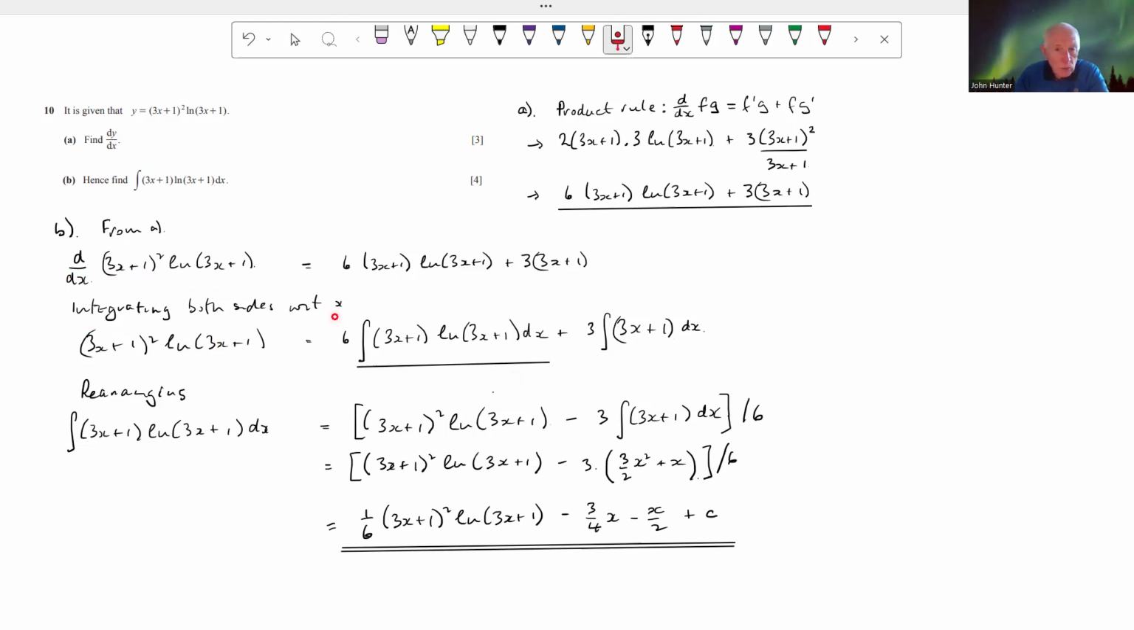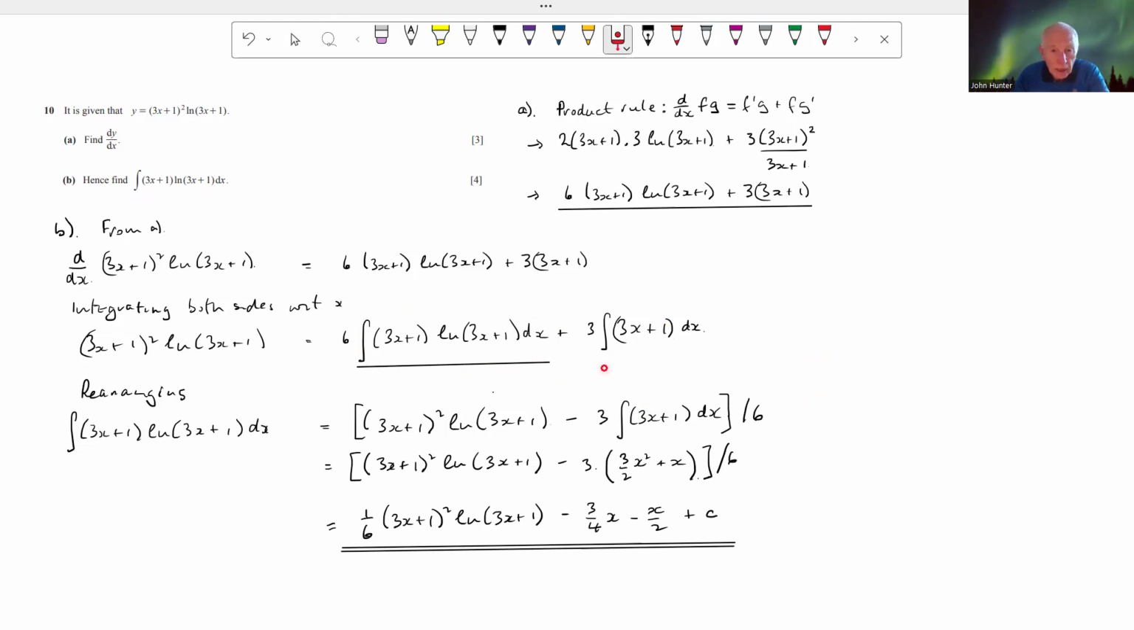Now, if we integrate both sides with respect to x, then we're taking the integral of a derivative. So basically, that's just that function. And that equals the integral of the right-hand side. If we split that up, then that's going to be 6 times the integral of that plus 3 times the integral of that, essentially. Right. Okay. So look at this bit here. That is what we're being asked for. So that basically is the trick.